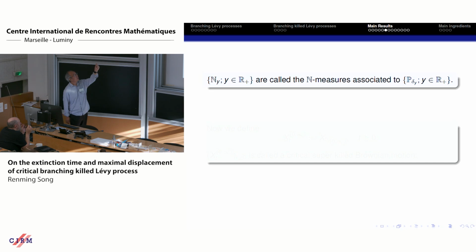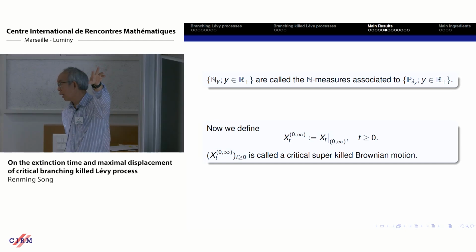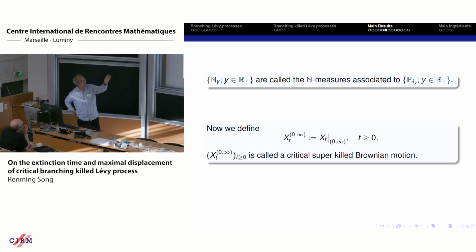So put them all together, those are called the excursion measures of our superprocess. Okay? And now remember, our superprocess can live on the positive half line, including 0. So I'm now going to restrict those measures strictly to the open half line. And this is what I call a critical super Kilbarn motion. So now the state space of our measures is the open half line. Okay?